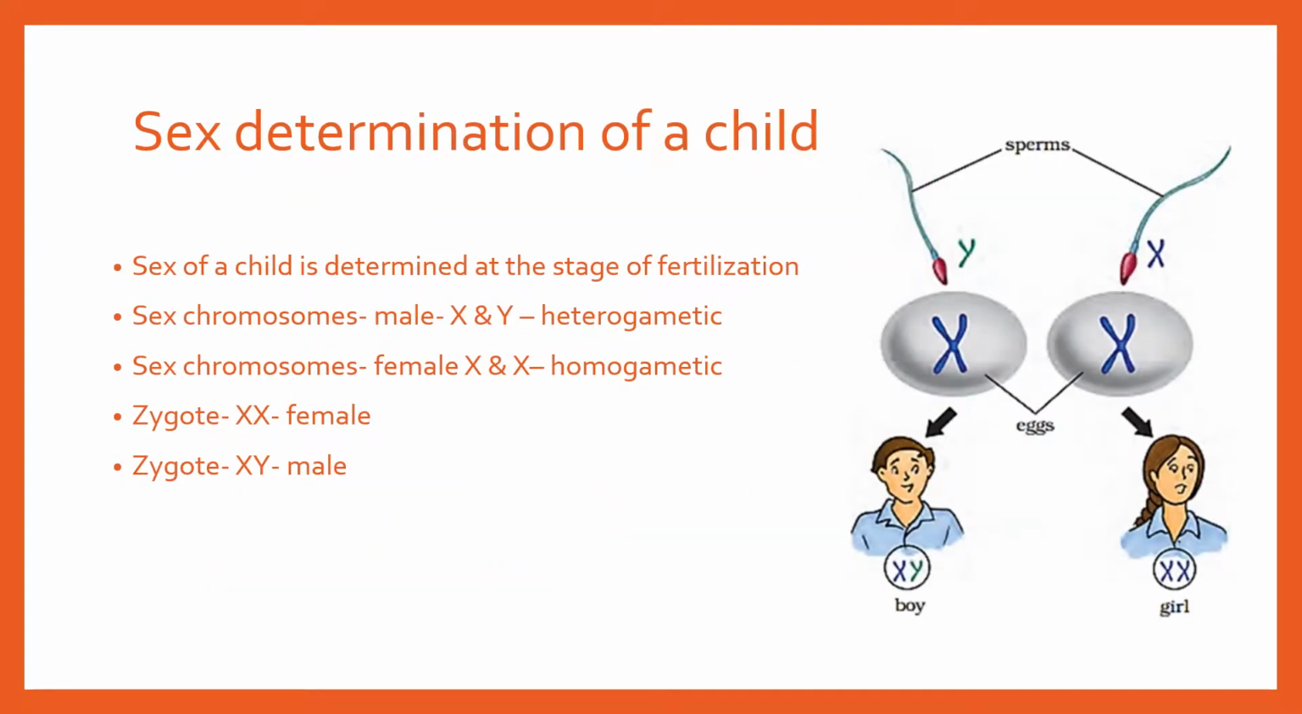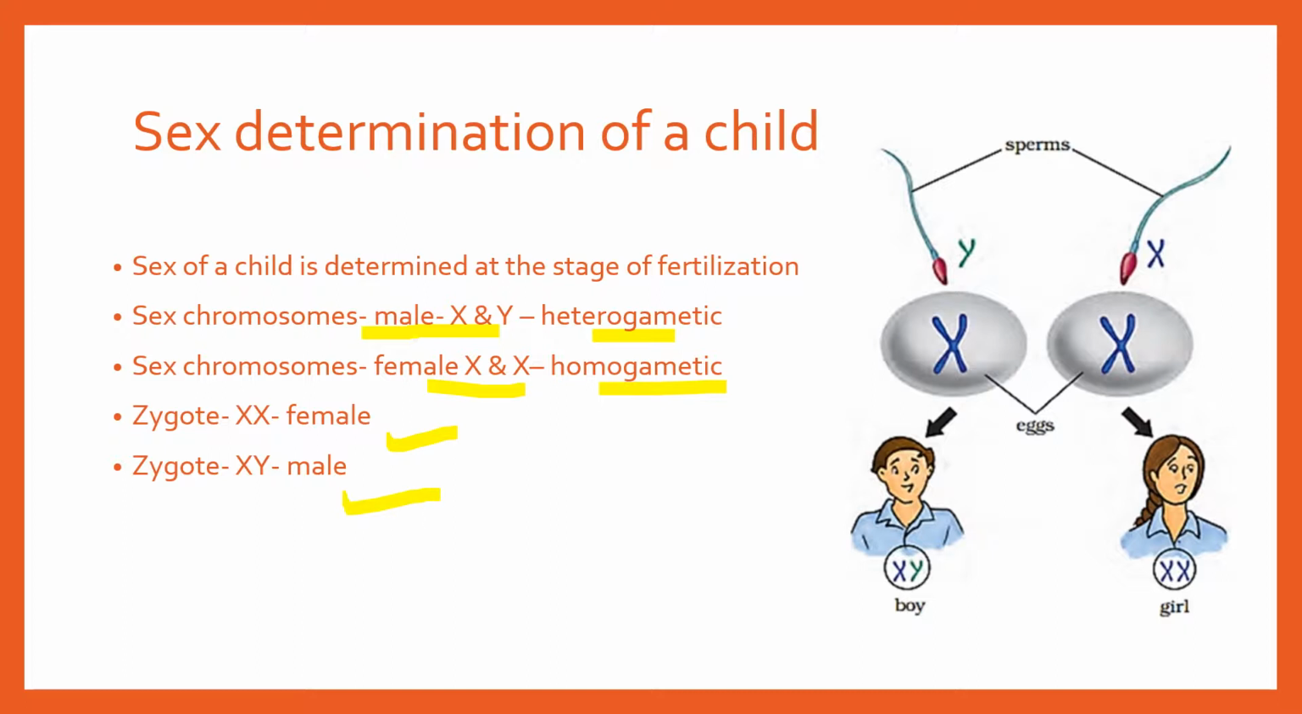Next, sex determination of a child. The sex of a child is determined at the stage of fertilization. The sex chromosomes are of two types. In male, there are X and Y, hence it is called heterogametic. The sex chromosomes in female are X and X, that is homogametic. If the zygote carries XX, it develops into a female. If the zygote carries XY, it develops into a male.